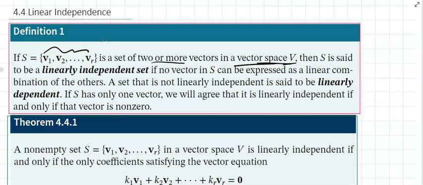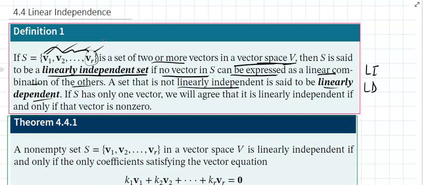Then S is said to be a linearly independent set if none of those vectors in S can be expressed as a linear combination of the others. That means you can't take a few of those vectors, multiply them, and get another vector in there. Those vectors cannot be found by any linear combination of the set. A set that is not linearly independent is called linearly dependent. So linearly independent, linearly dependent.